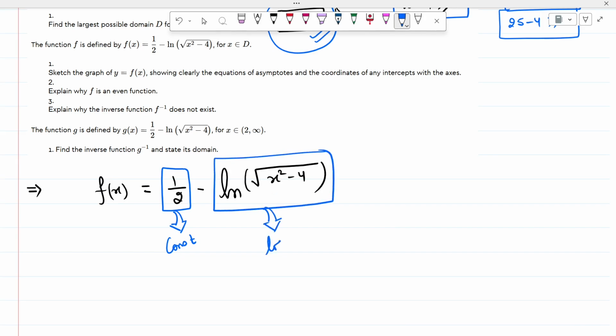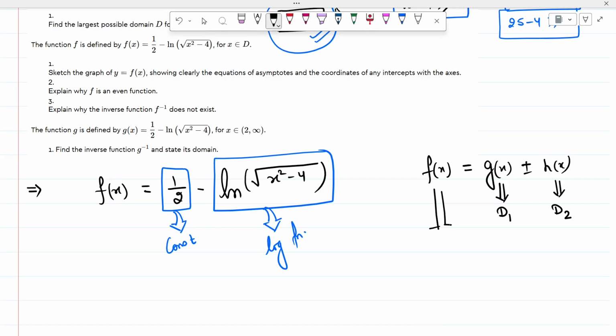So suppose the theory is your f(x) is made up of two functions in addition or subtraction, like g(x) plus or minus h(x). Suppose this function has domain D1, this function has domain D2. Can you tell me what should be the domain of your function f(x)? It is where the domains of g(x) and h(x) overlap. So it should be D1 intersection D2, correct?